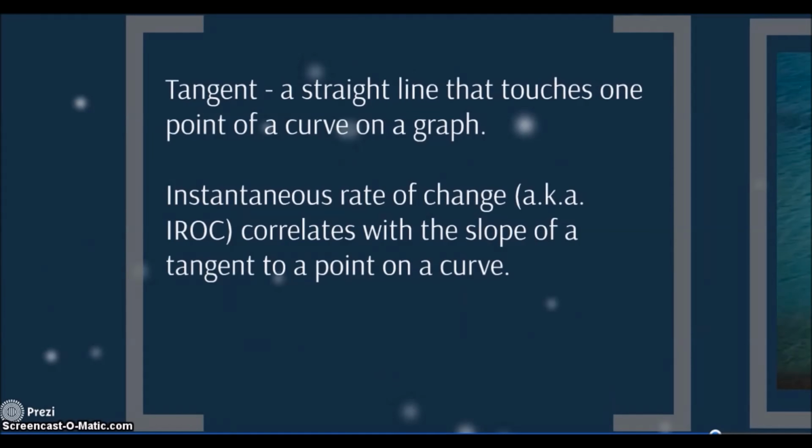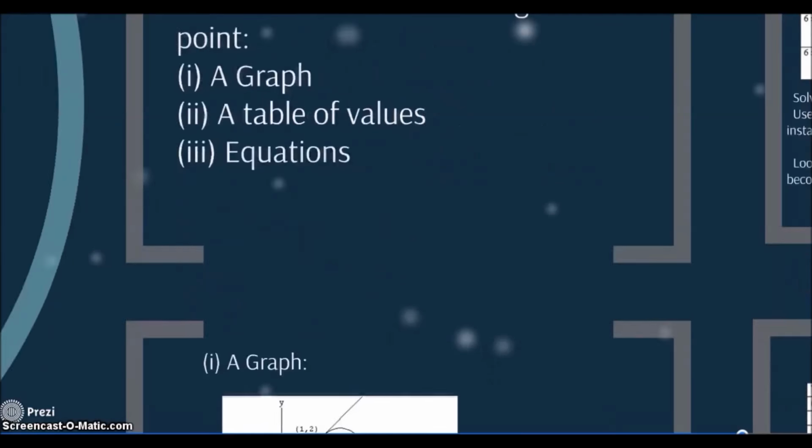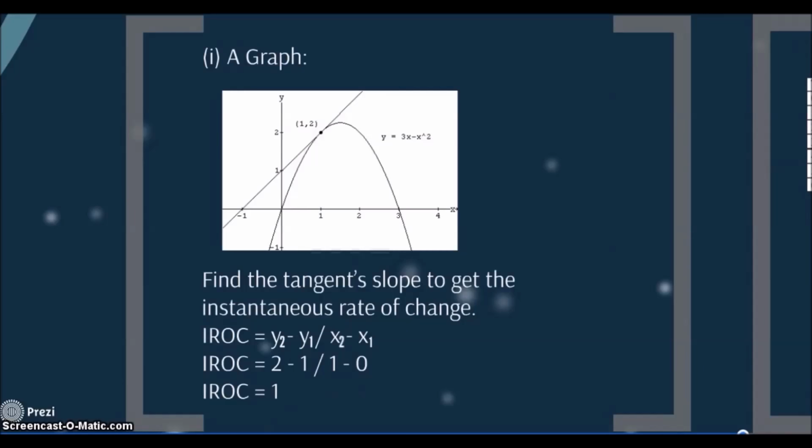A tangent is a straight line that touches one point of a curve on a graph. An instantaneous rate of change, also known as IROC, correlates with the slope of a tangent to a point on a curve. So, there are three ways of determining an approximate value for an instantaneous rate of change at a point. The first one is a graph, second, table of values, and last is the equation. For the graph, you need to draw a tangent line on the curve and find its slope to find the instantaneous rate of change at a specific time.